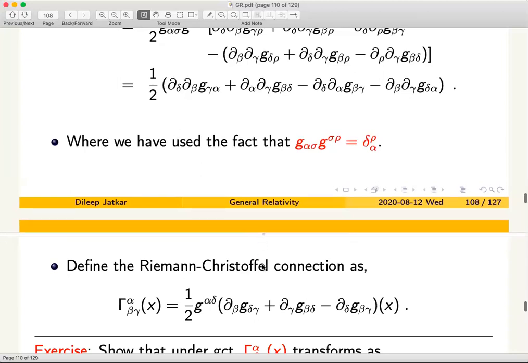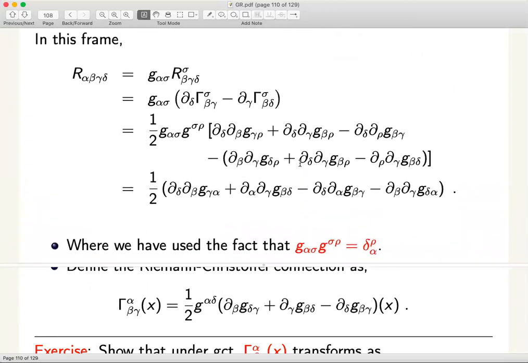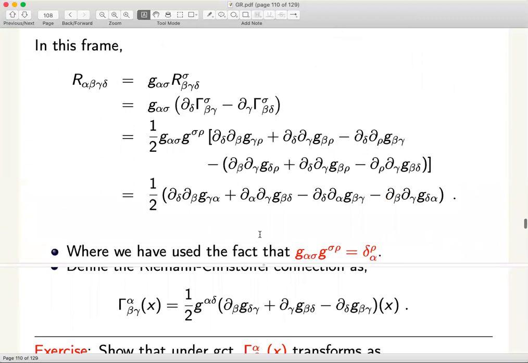So what we are going to do is substitute this form of gamma for appropriate indices and take derivatives of it. Remember, gamma contains G inverse times del of G plus del of G minus del of G kind of expression. Now let's look at the partial derivative with respect to x delta of gamma sigma beta gamma. The derivative could be acting on G inverse or on the terms inside the parenthesis.